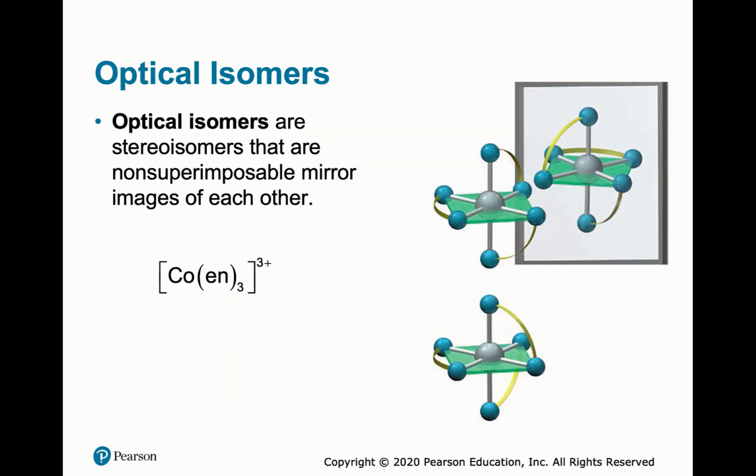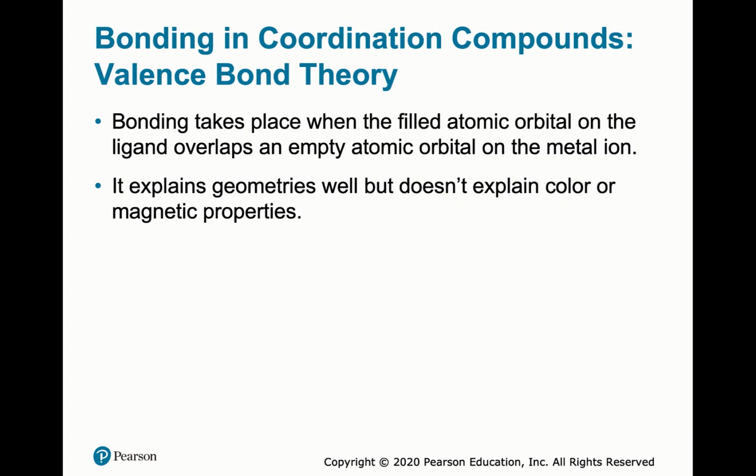And optical isomers, we talked about this. If there are mirror images that are not superimposable, kind of like your right hand and your left hand are mirror images, but they're not superimposable upon each other.